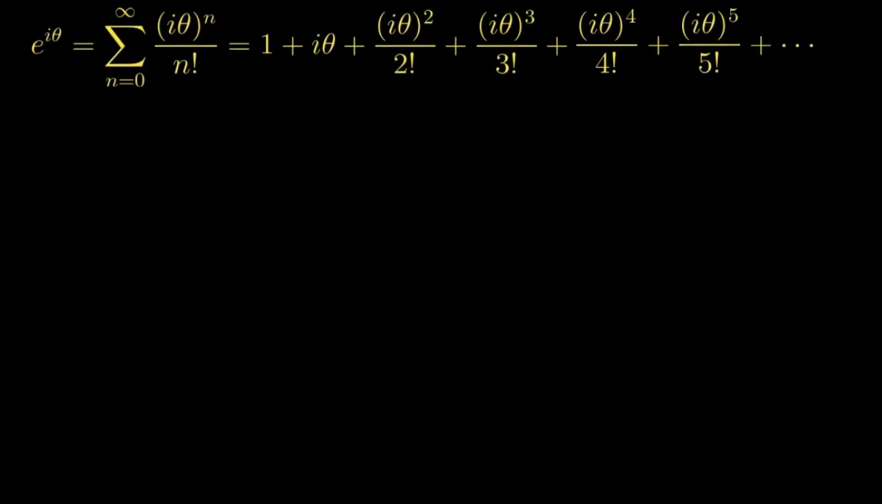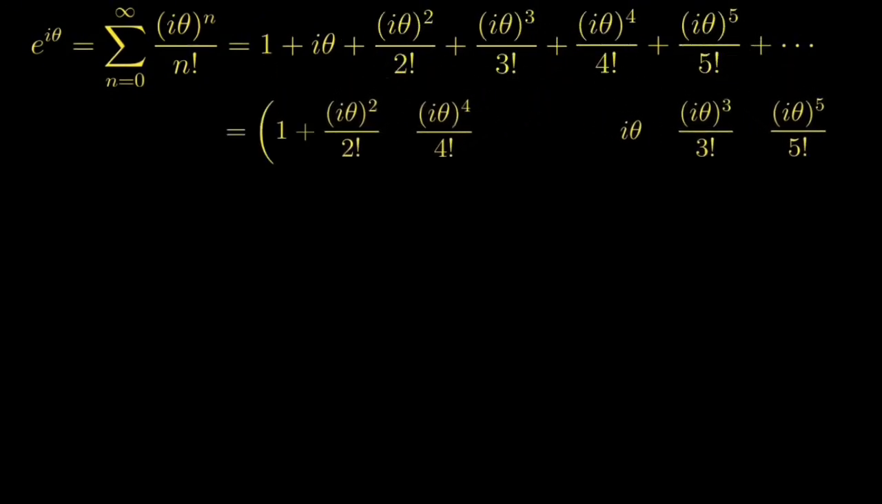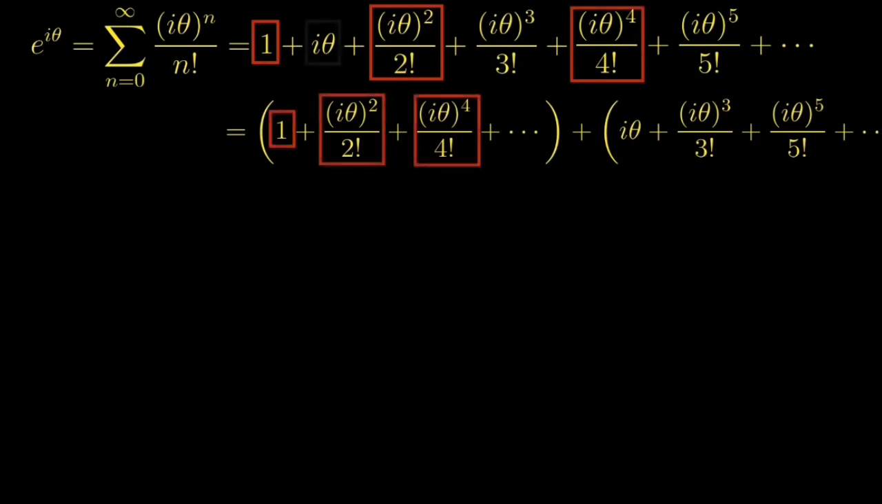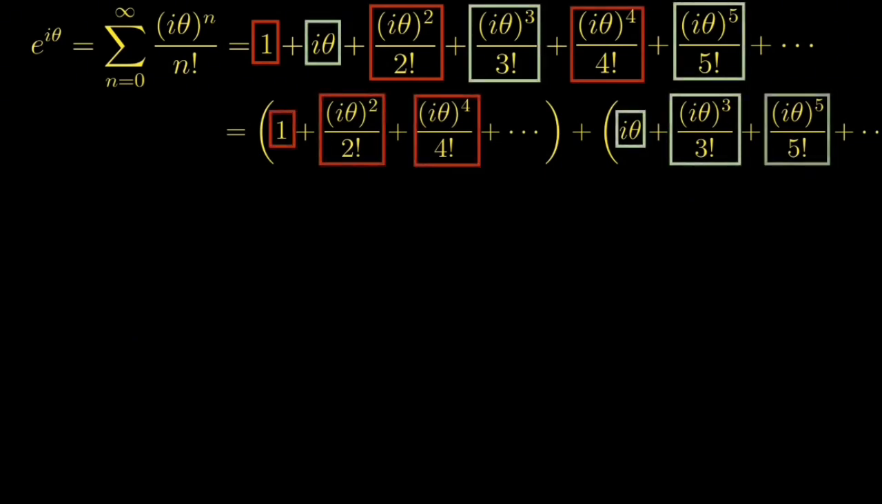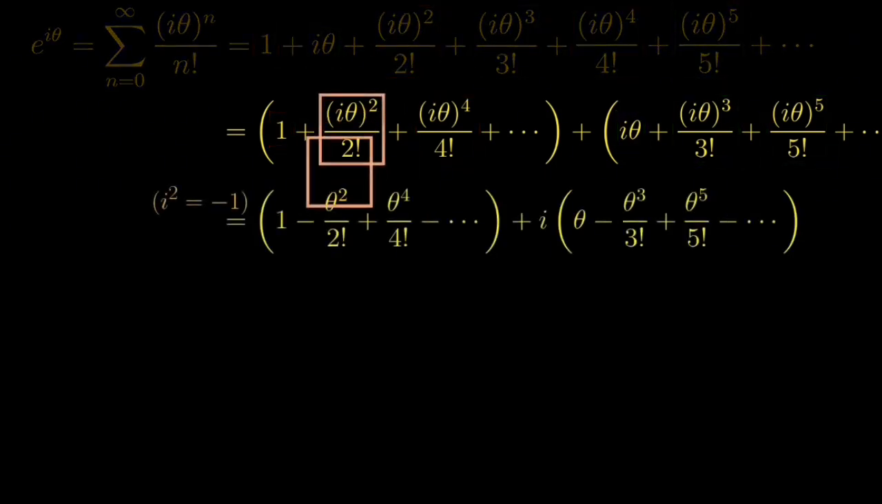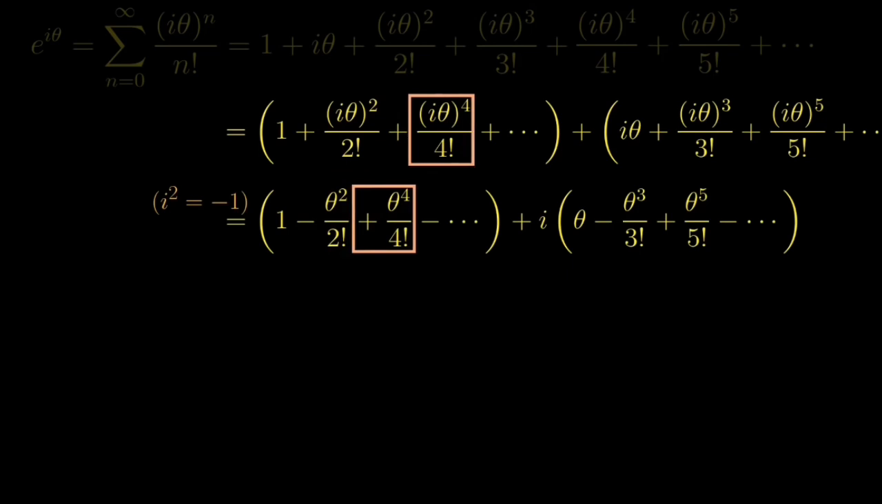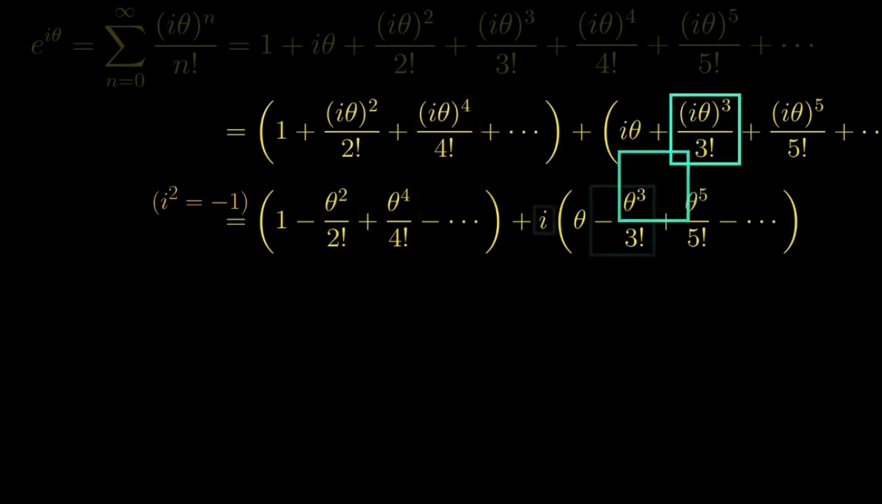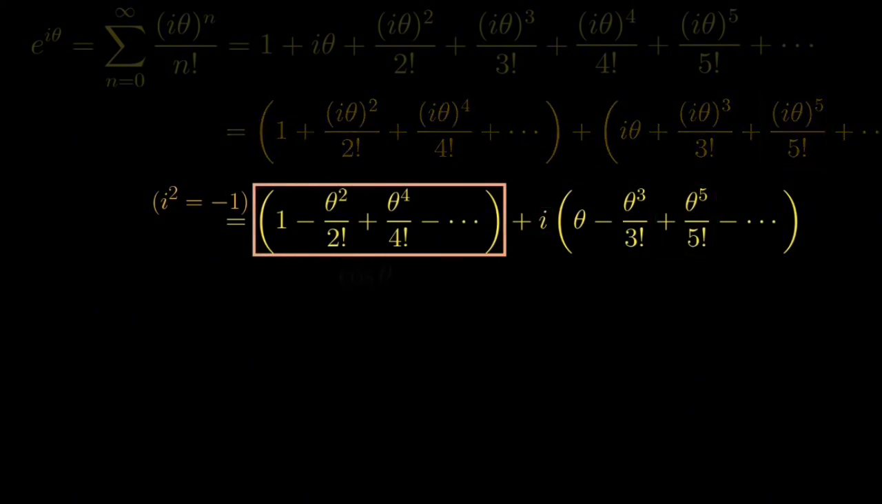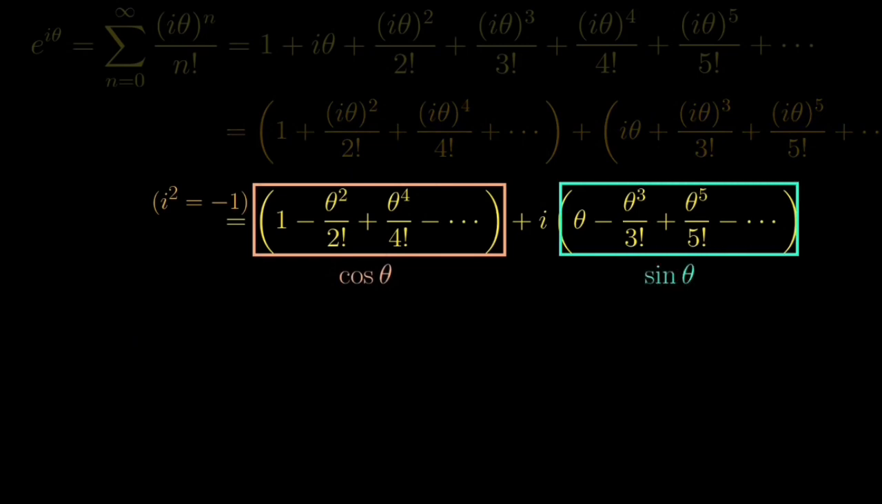We basically group every other term together. And based on the definition that i squared equals -1, we rewrite each bracket a little bit. And now we recognize that the first series is that of cosine theta and the second series is sine theta. And so we have e to the i theta equals cosine theta plus i sine theta.